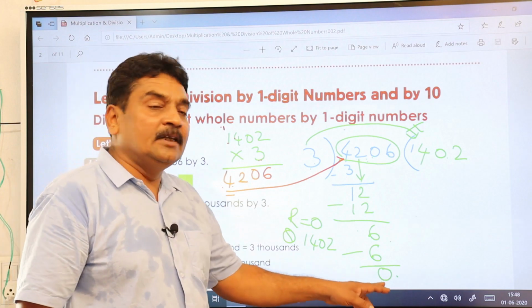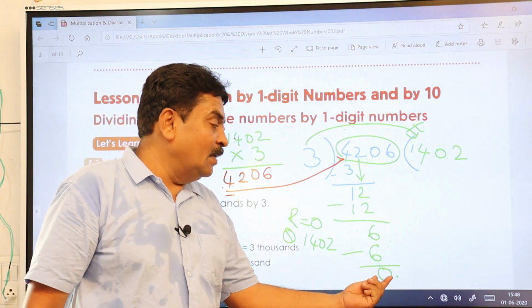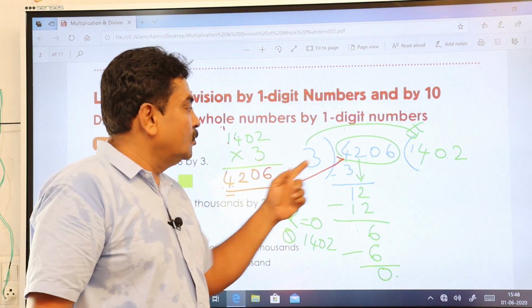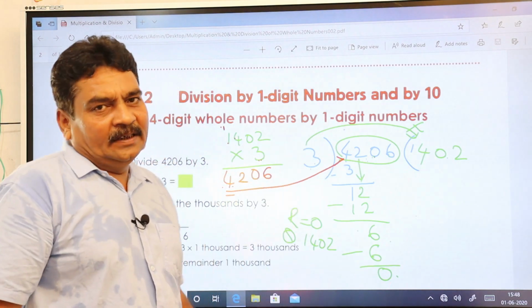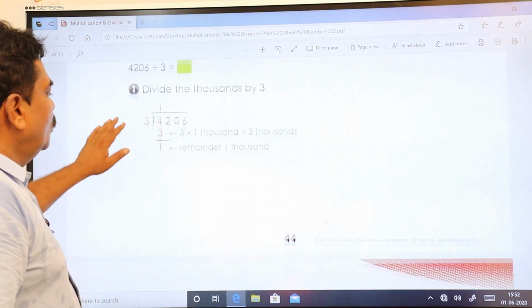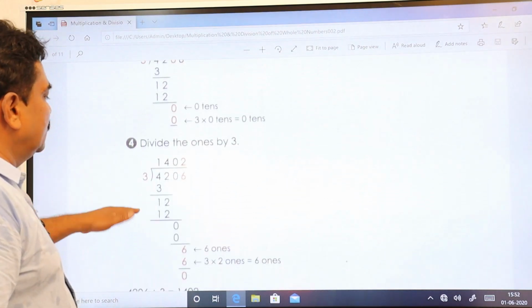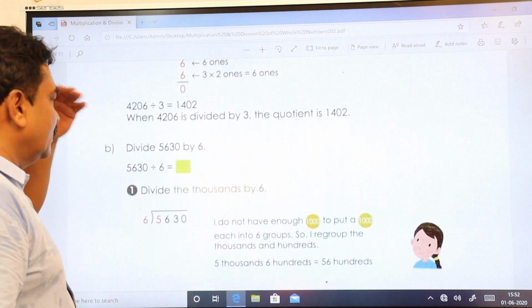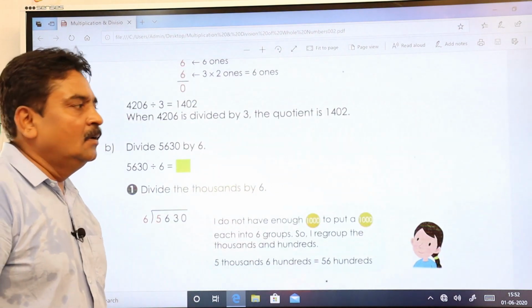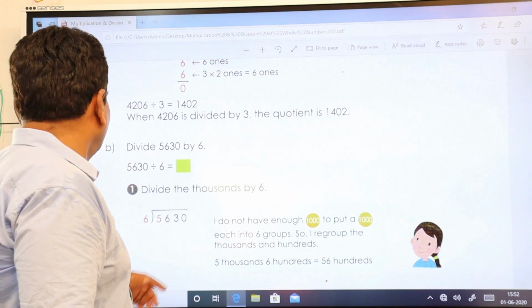When remainder is 0, fine. Suppose you are getting some remainder, that remainder you have to add to this, so that you can get the dividend part. In this way, you are going to do these problems. This is what is given here, the explanation. Anyhow, you can ask the madam for the PDF, then you can follow those things.